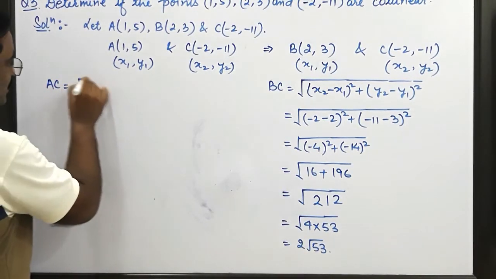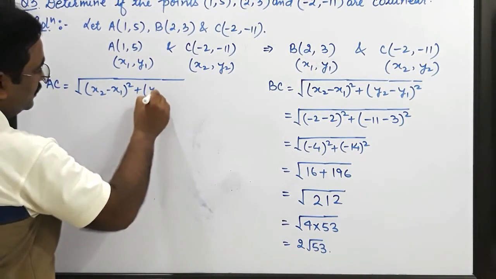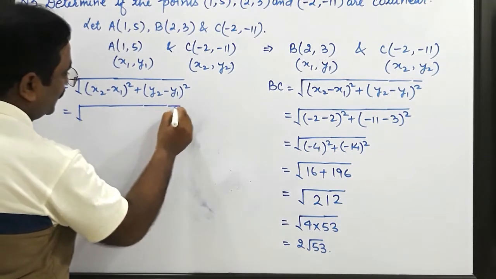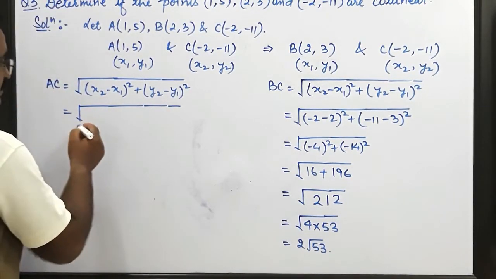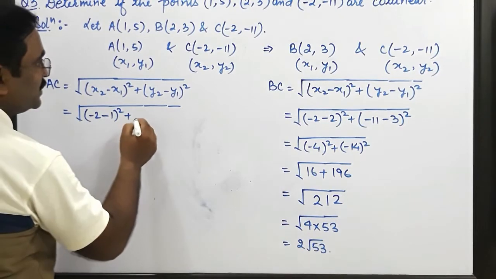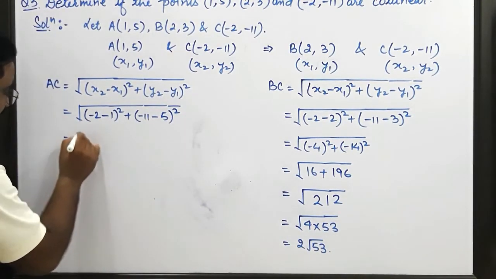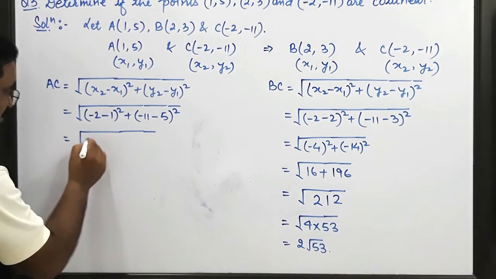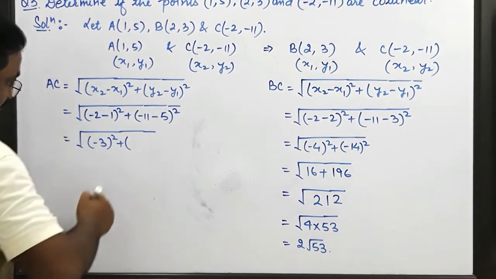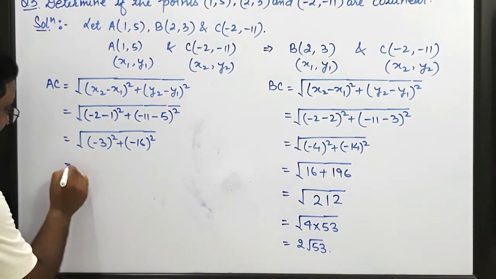Distance is under root (x2 minus x1) whole square plus (y2 minus y1) whole square. Now x2 is -2 minus x1 is 1, plus y2 is -11 minus y1 is 5. Let us find: -2 minus 1 is -3 whole square plus -11 minus 5 is -16 whole square. So find the square and take the square root of these.